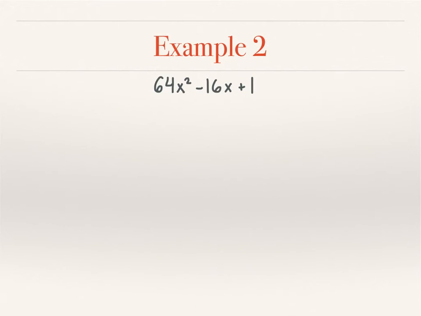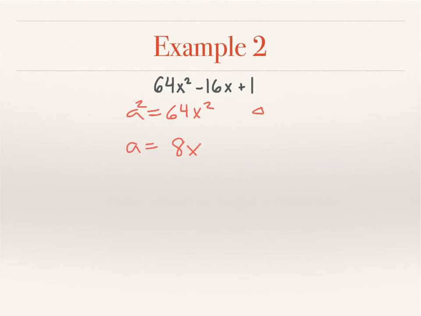Okay, let's look at one. So how do we find our A? What's our A going to be? 8x. Why is it not squared? Well, I skipped that step. If we were finding A squared, it would be 64x squared. So just A is 8x.